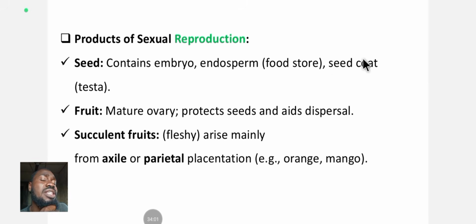The seed also contains something called a seed coat, okay, which is known as the testa. The testa does what? The testa protects the what? The embryo. The testa is the outer covering of the seed, protecting the embryo that's inside the seed.